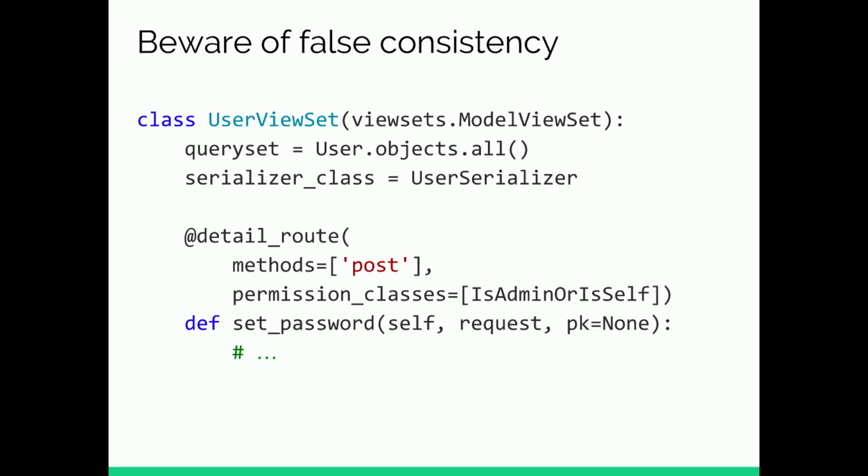So we should be aware of false consistency. Sometimes we try to glue things together that shouldn't belong together. And you can always use mixins. You can always use helpers to share code between classes. Python and Django are very dynamic, and you can do that really easily. You don't need to have a single class for everything.